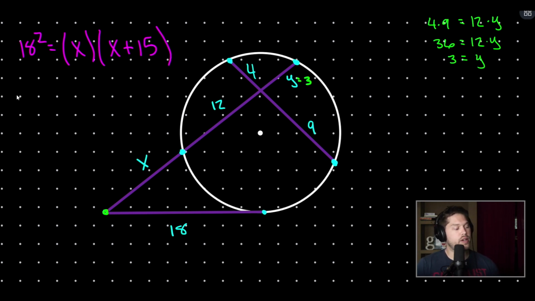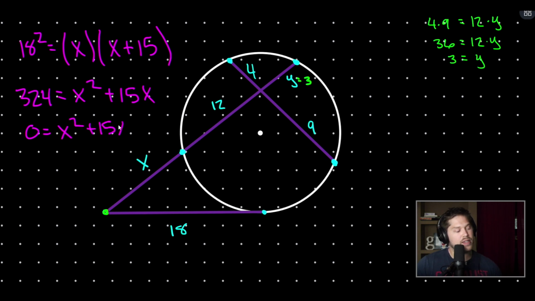So 18 squared is 324. And this will equal x times x is x squared, and x times 15 is plus 15x. Now we want to subtract 324 from both sides and set this equal to 0, such that we have 0 equals x squared plus 15x minus 324.